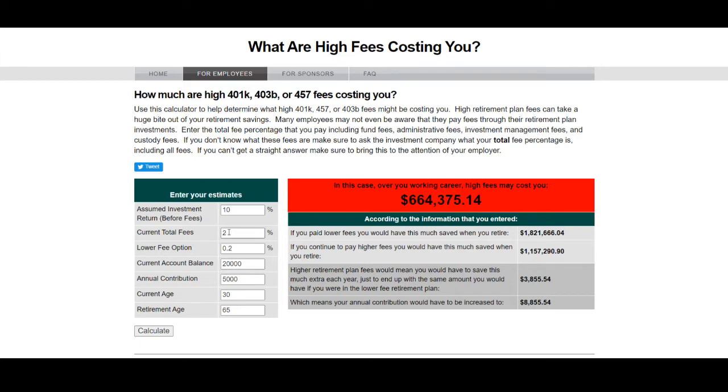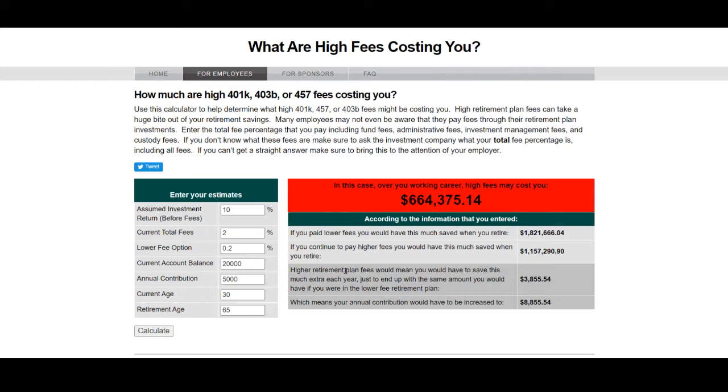We changed the fee from 2% to 0.2%, and it saved us $664,000 over the course of our life. That's $664,000 in your pocket when you retire if you choose the lower fee option. Again, we are assuming that both of these investments return the same amount, that 10%. So you have to understand what kind of funds that you are investing into.